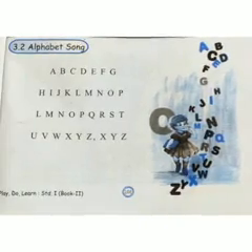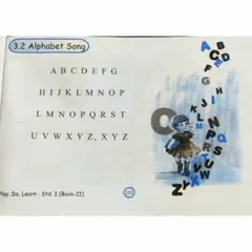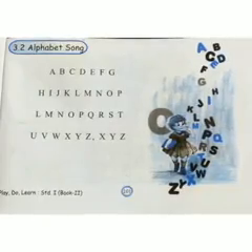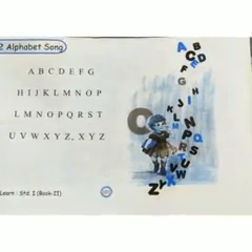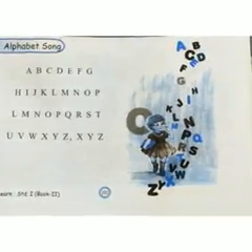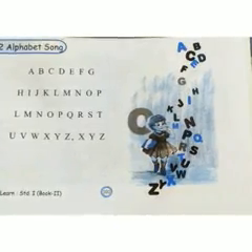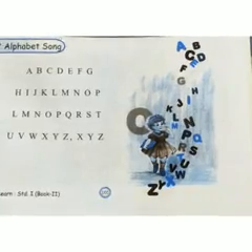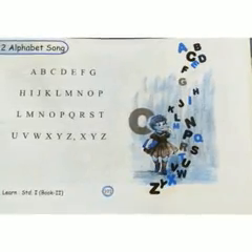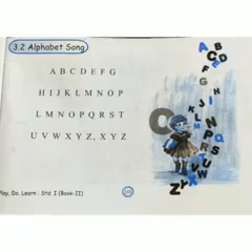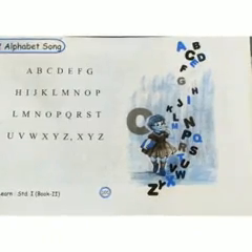A B C D E F G H I J K L M N O P L M N O P Q R S T U V W X Y Z X Y Z. Okay. So I hope you have enjoyed learning this alphabetical song.